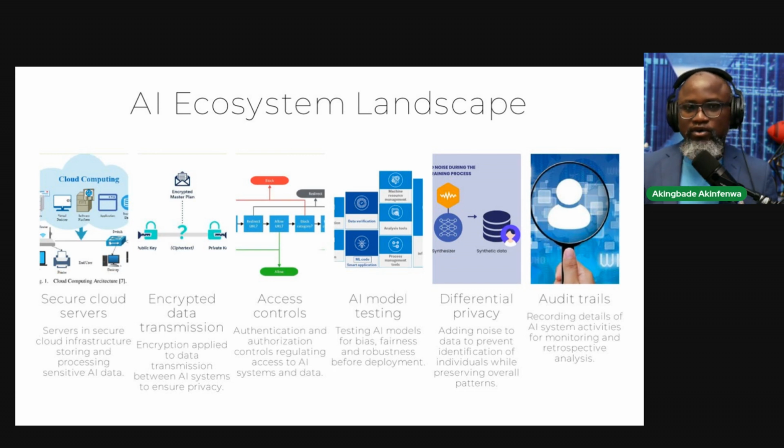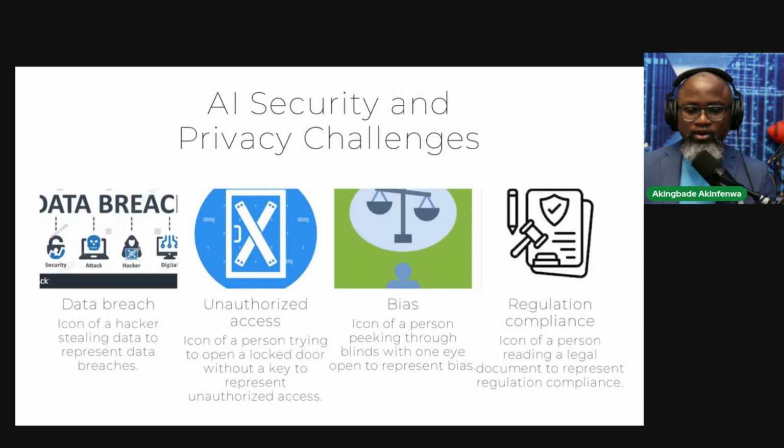What is the AI ecosystem landscape at the moment in general? Of course, most of them would have secure cloud servers where most of these models are hosted. There should be a form of encryption of the data in general, access control, who has access to the different models, the authorization mechanism for every one of these models. How are those models tested? Are we sure we have robust fairness and less bias in terms of the deployment of these models in general? What are the key privacy requirements in general? What are the laws prevalent in each of those locations as a whole? And also, ultimately, do we have an audit trail for every one of those models that we are working on as a whole?